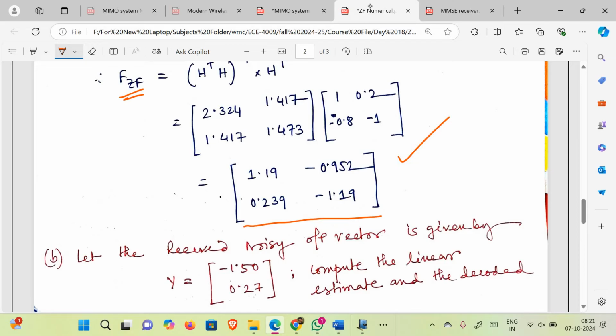If you are given a different H, the same procedure needs to be followed. Provided that you have calculated it correctly, you should be getting a unique answer for this FZF. But if there is any mistake in the associated calculation, you will have problems. Alright. Now the question is where it is very interesting. You can observe the impact of this ZF receiver.